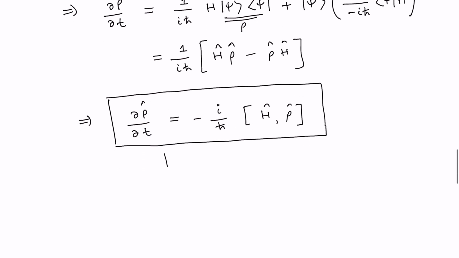This equation is referred to as, not Schrodinger equation, rather it is called the Schrodinger-von Neumann equation. Schrodinger-von Neumann equation.